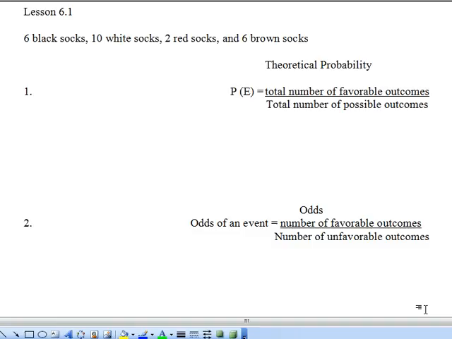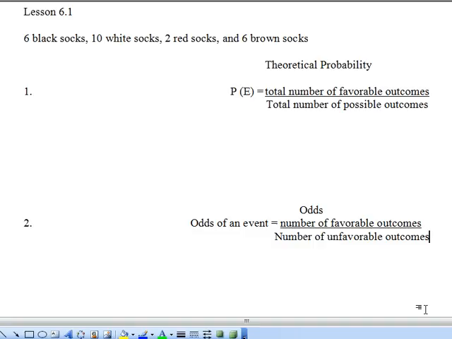So, P of a green marble would equal the number of green marbles over the total number of marbles. As you can see, there are 4 green marbles, and if you add 5 and 3 and 4, you get 12. So the total number is 12. So 4 over 12 is also equal to 1 over 3, and that is equal to about 33.3%.